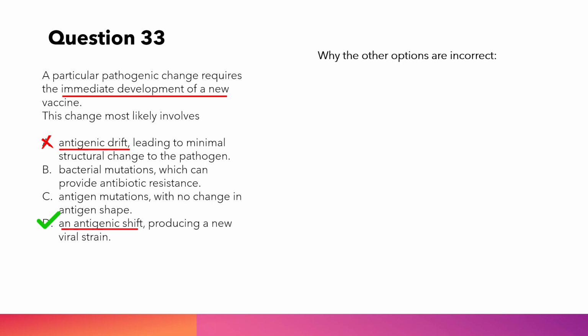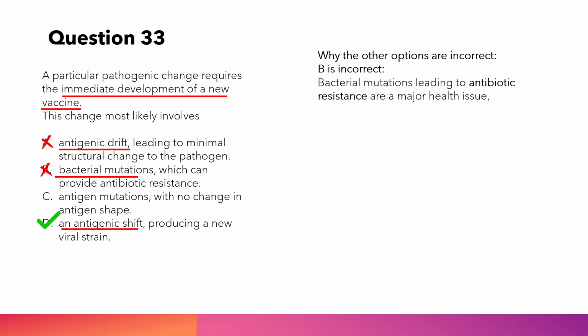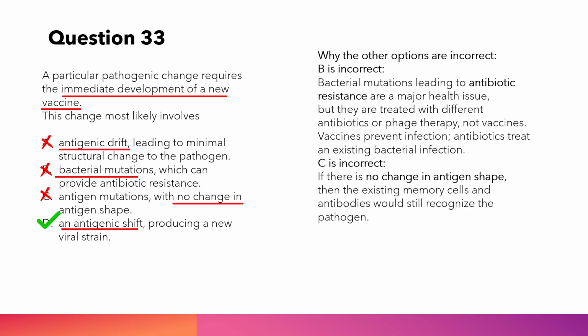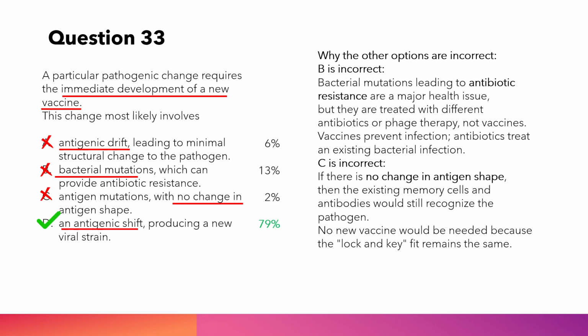Why the other options are incorrect. B is incorrect. Bacterial mutations leading to antibiotic resistance are a major health issue, but they are treated with different antibiotics or phage therapy, not vaccines. Vaccines prevent infection. Antibiotics treat an existing bacterial infection. C is incorrect. If there is no change in antigen shape, then the existing memory cells and antibodies would still recognize the pathogen. No new vaccine would be needed because the lock and key fit remains the same.